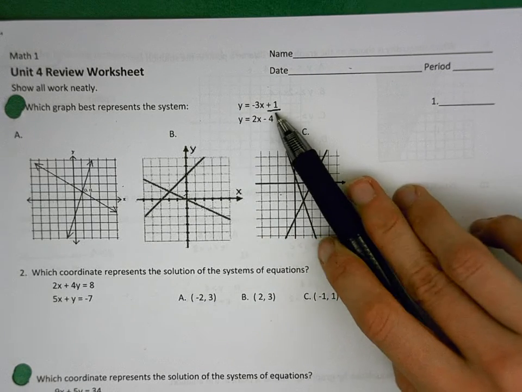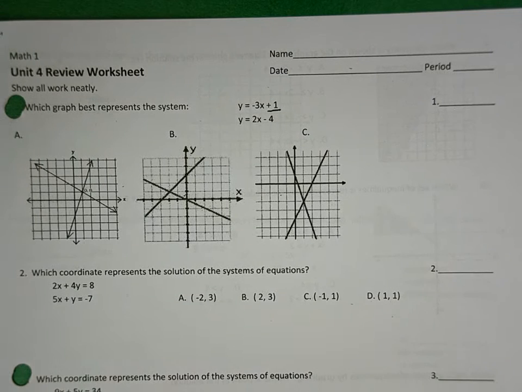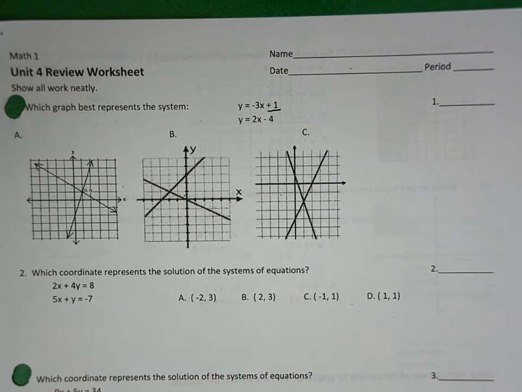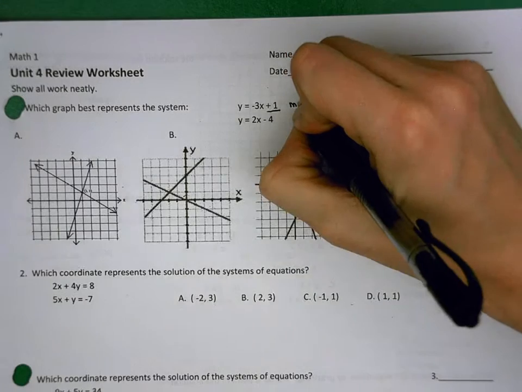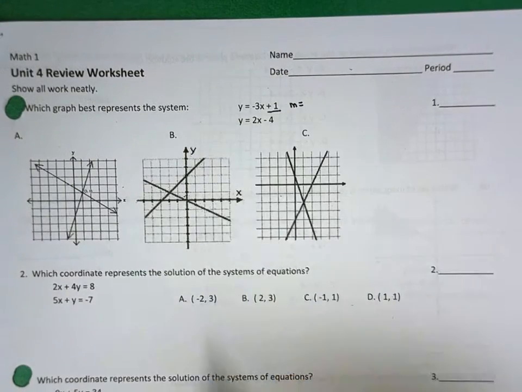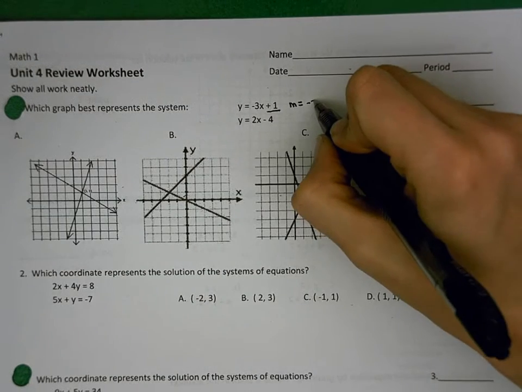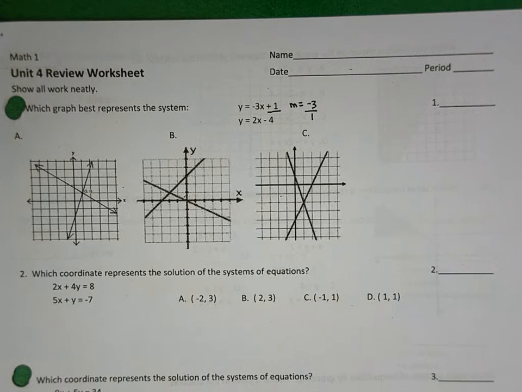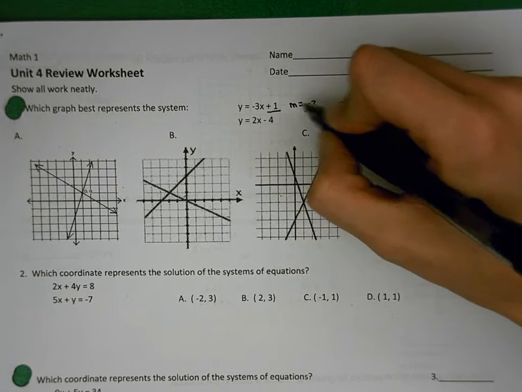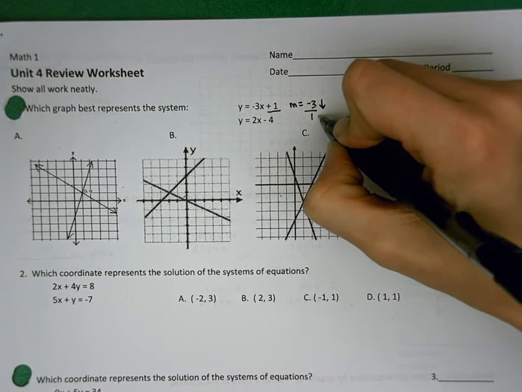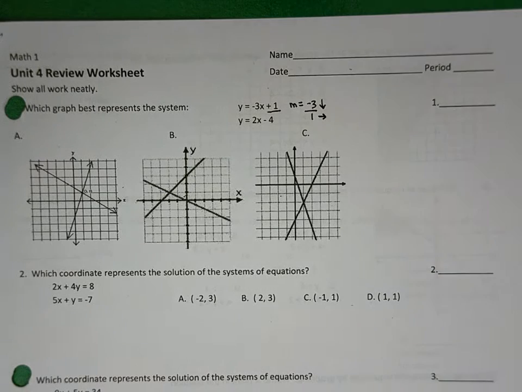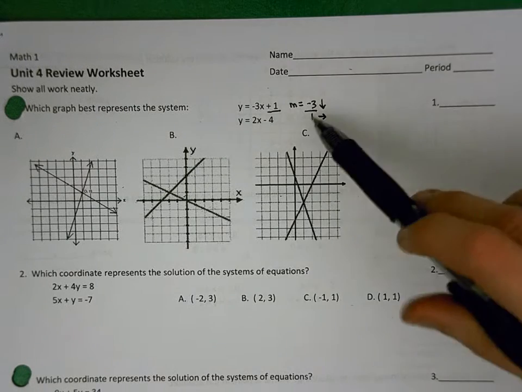And so since my b is 1, I need to first make sure that at least one of the lines starts at 1. Okay? My m for this particular line is negative 3. And if it doesn't already have a denominator, you add a denominator by placing it over 1. My m shows me the movement of my line. In this case, I'm going down 3 and over 1. So that's what I'm going to be looking for. Do I have a line that starts at 1 and moves down 3 and over 1?